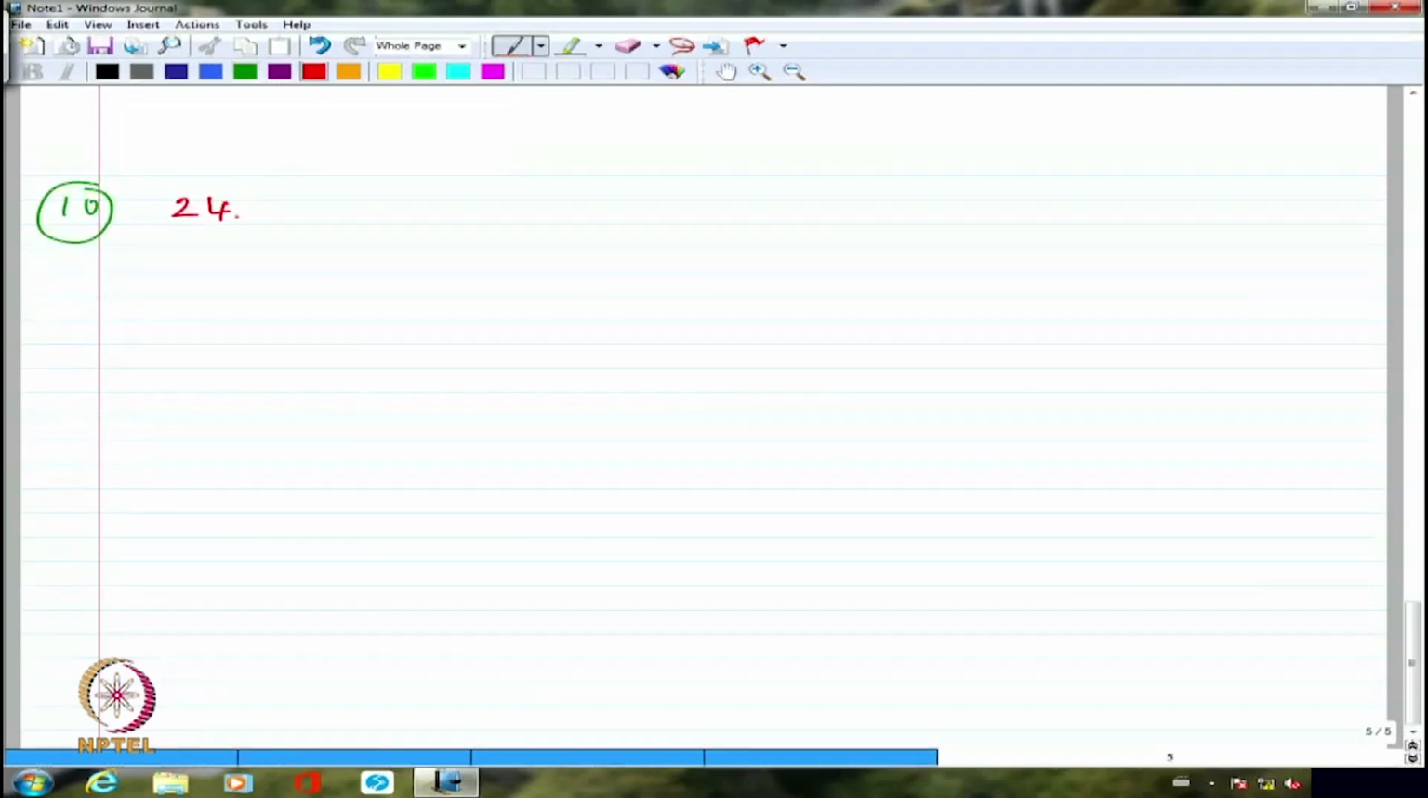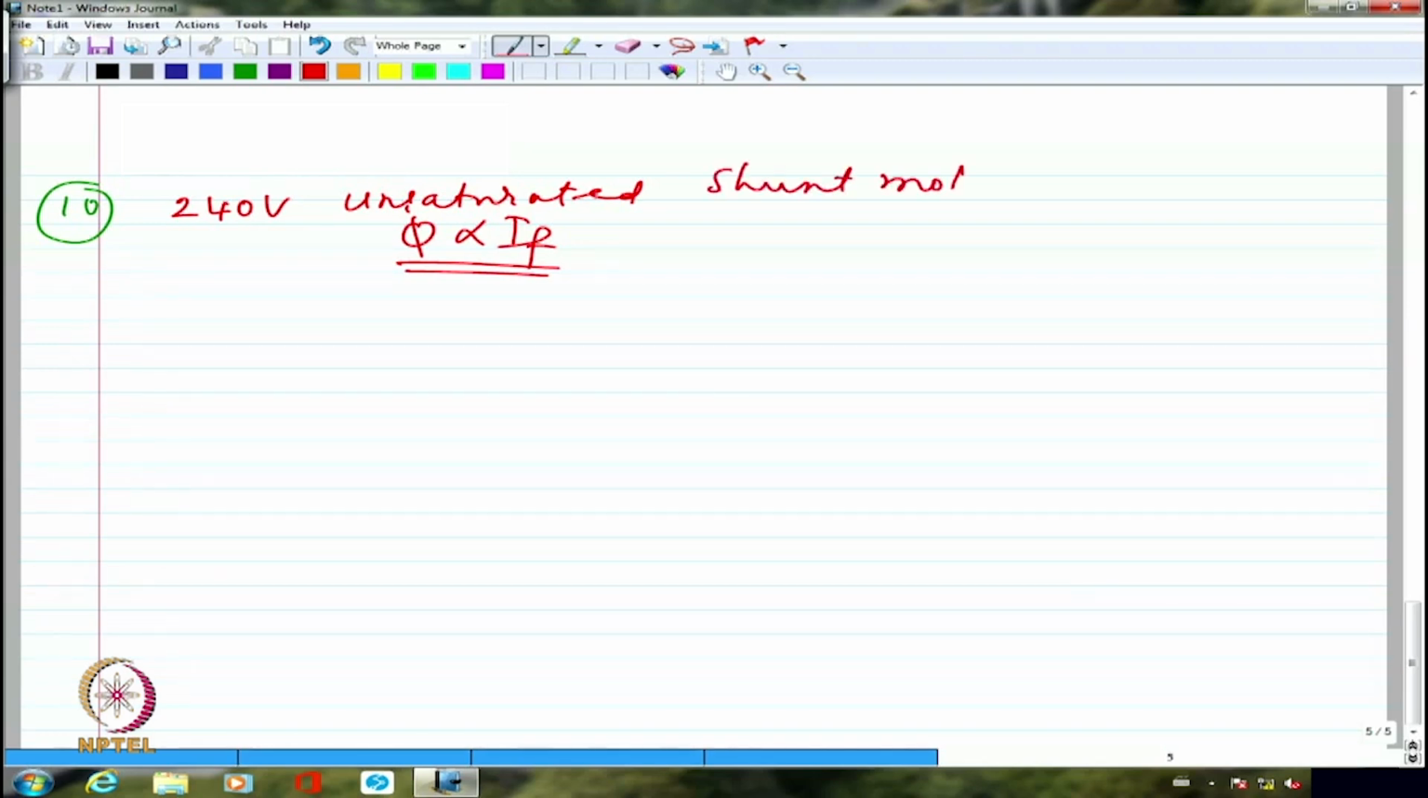It says 240 volts unsaturated shunt motor. Unsaturated essentially means the flux is going to be proportional to IF. That's what it means. Okay? So 240 volts unsaturated shunt motor has an armature resistance including brushes and interpoles of 0.04 ohms. So I would say RA is 0.04 and RF is 100 ohms.